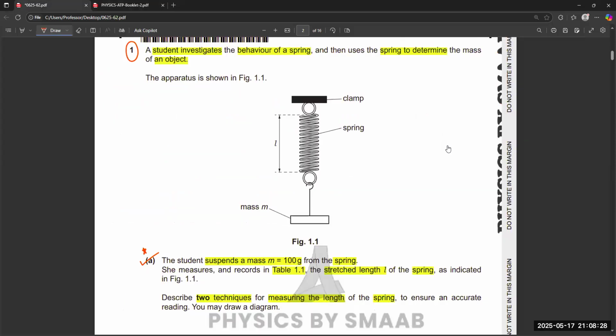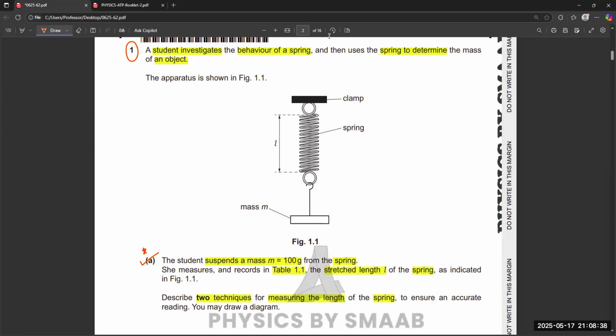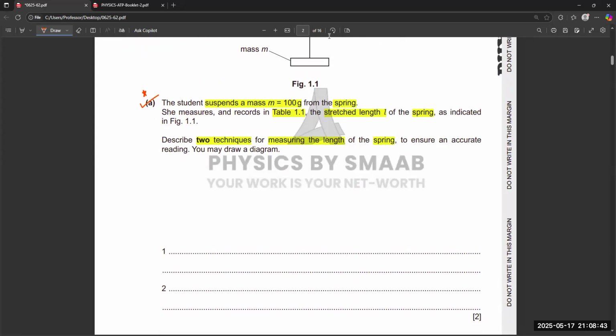Right? That's why they ask you to draw the diagram, to explain your idea. So to explain your idea, if you want, you can draw your diagram. Otherwise, it is not compulsory, because it is mentioned you may draw a diagram. In some questions it is compulsory; otherwise, it is not compulsory to draw a diagram.